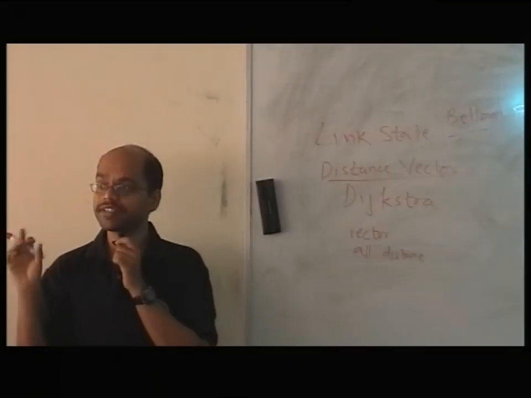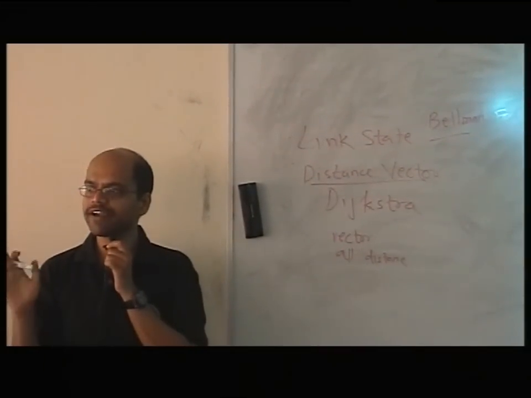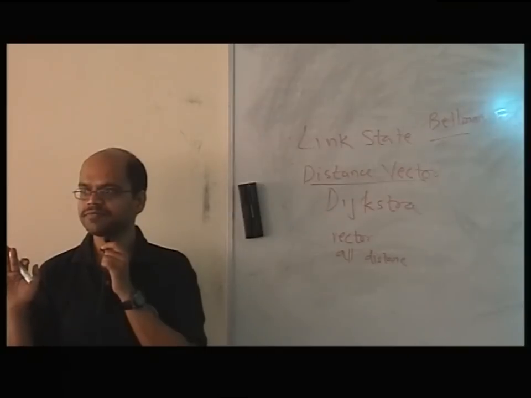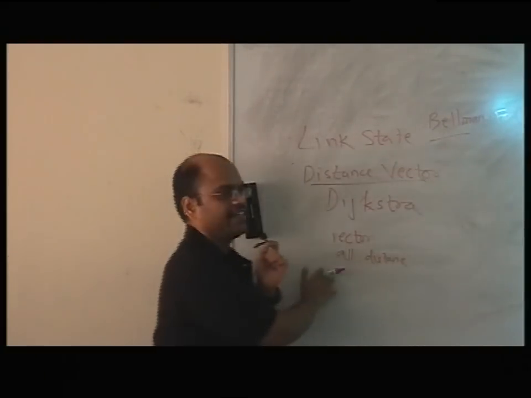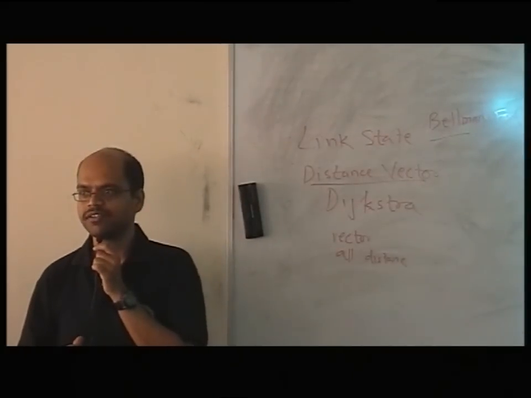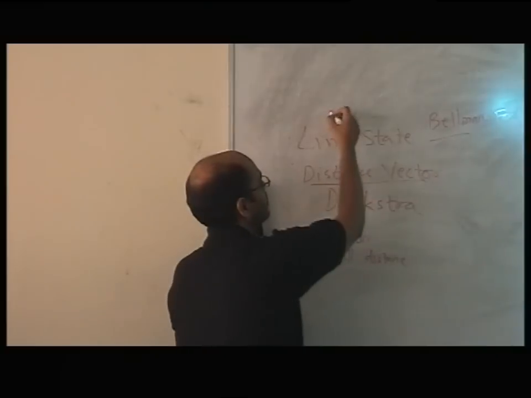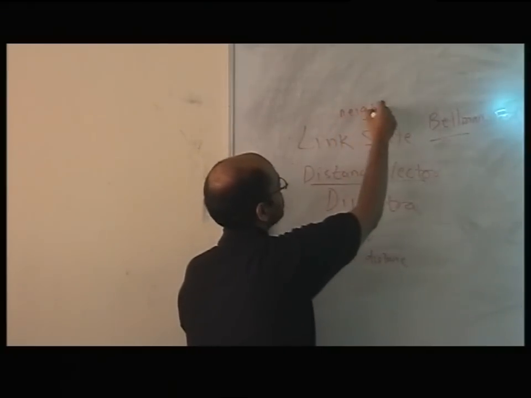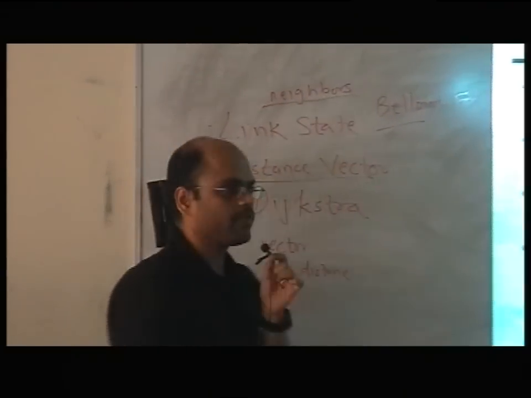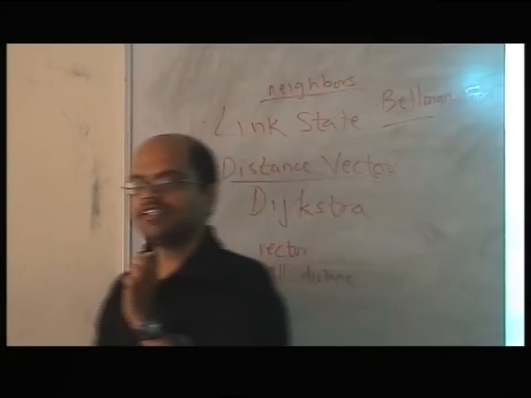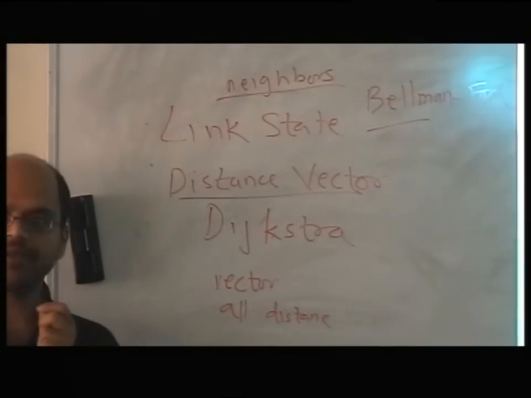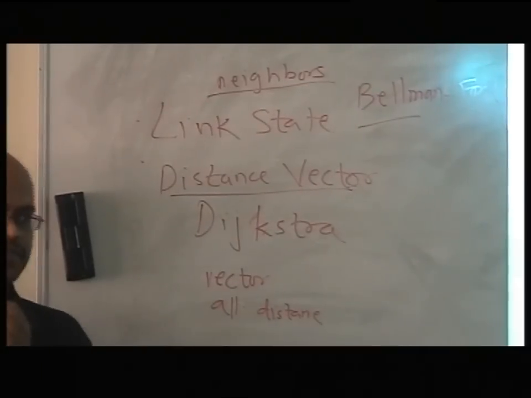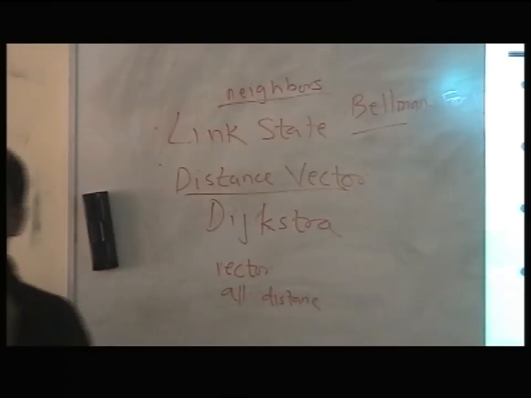Right. But what does the table contain? It's also a vector, but it's something different. It will contain the shortest path from that node to all the nodes. So link state contains all the neighbors' information. Right? Where my neighbors are and so on. So the basic principle differentiating these two, you can just remember for your whole lifetime. And whenever you see routing, you will just remember this.